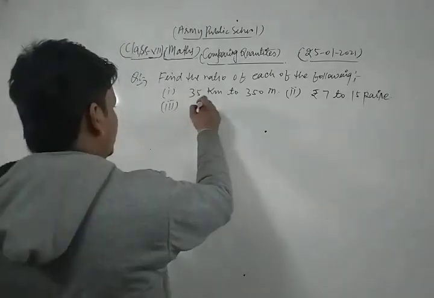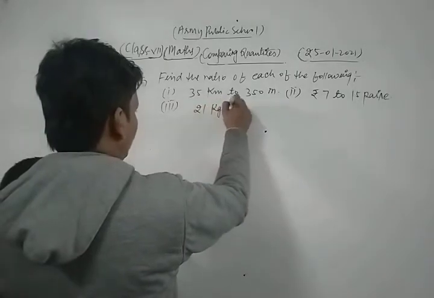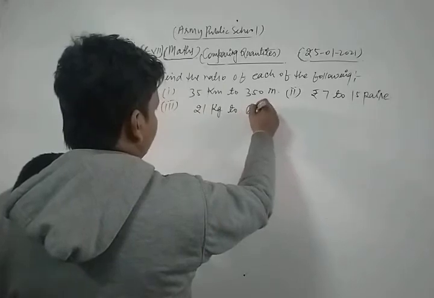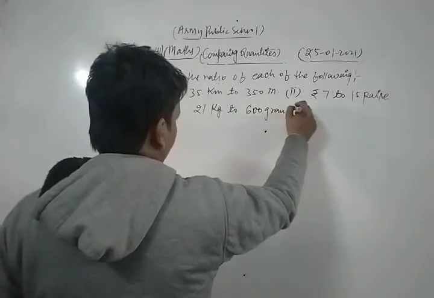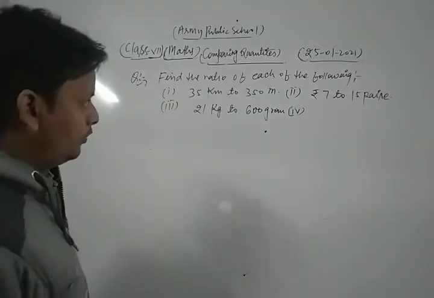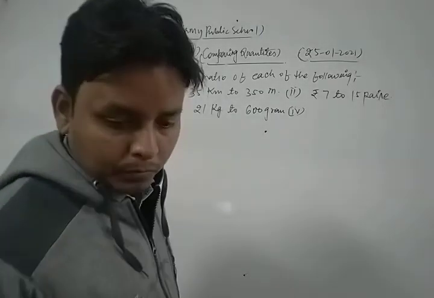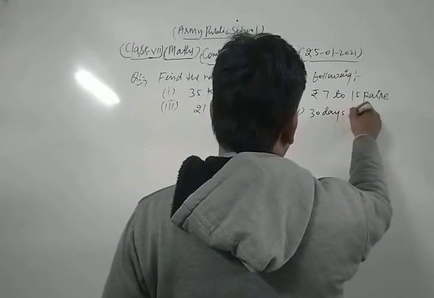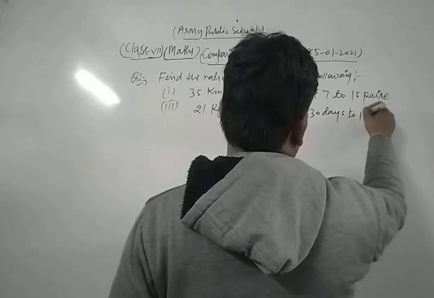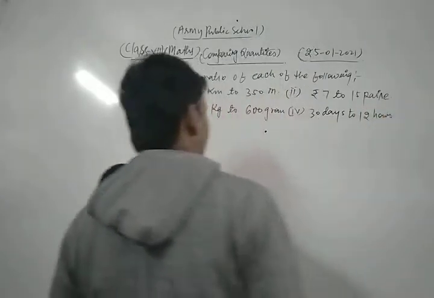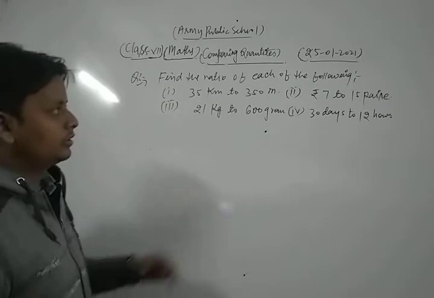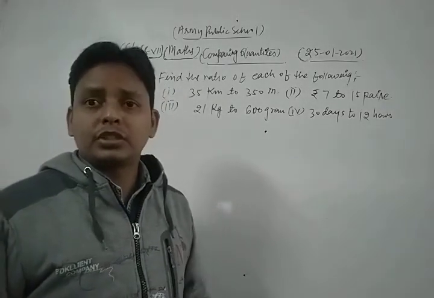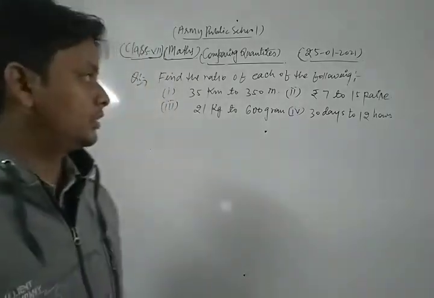The third one is 2.21 kilogram to 600 gram, and the fourth one is 30 days to 12 hours. Now let's see. These are the questions of your syllabus based on ratio. Now, what is the process to solve all these questions? Let's see one by one.